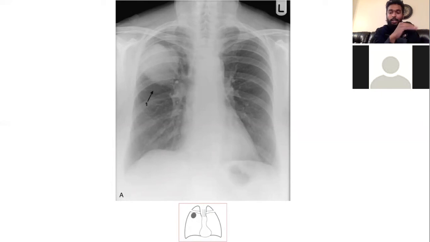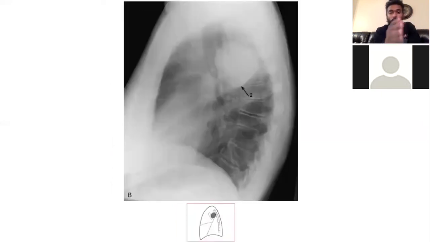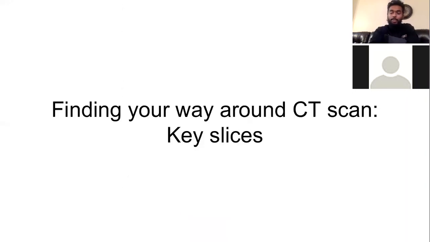And then once you know it's right or left, go on a lateral to definitely pinpoint where this lesion is, lengthwise. So the PA is good for differentiating right or left, and the lateral is good for differentiating up and down. All right, that's all I'm going to say about that.